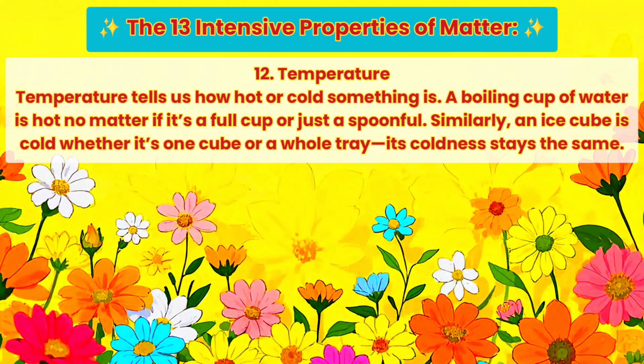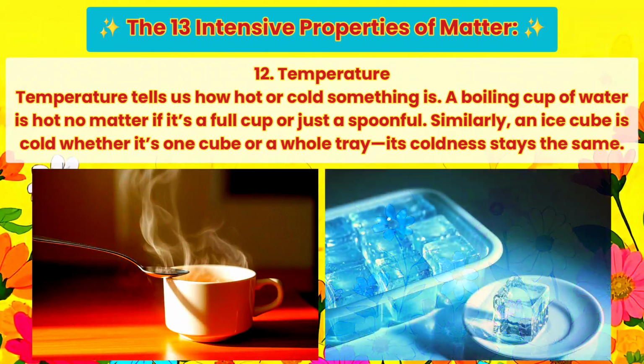Number 12, temperature. Temperature tells how hot or cold something is. A boiling cup of water is hot no matter if it's a full cup or just a spoonful. Similarly, an ice cube is cold whether it's one cube or a whole tray. Its coldness stays the same.